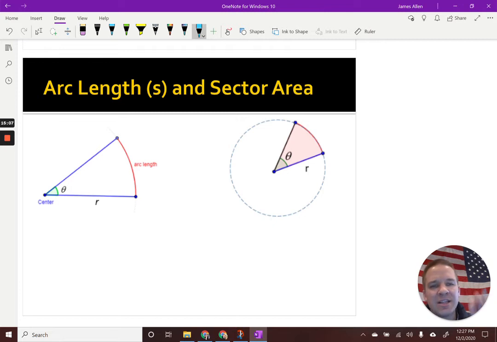All right, time for arc length and sector area. That S is not like possible extra arc lengths. It is the variable often used for arc length. So arc length is often used as a lowercase s.